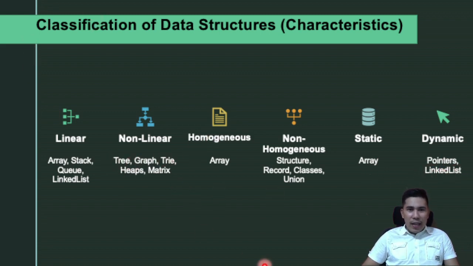So these are the classifications of data structures. So we can say that many data structures have the same organization of data at the memory level. Still, they can provide different functions and operations that differentiate them from each other.